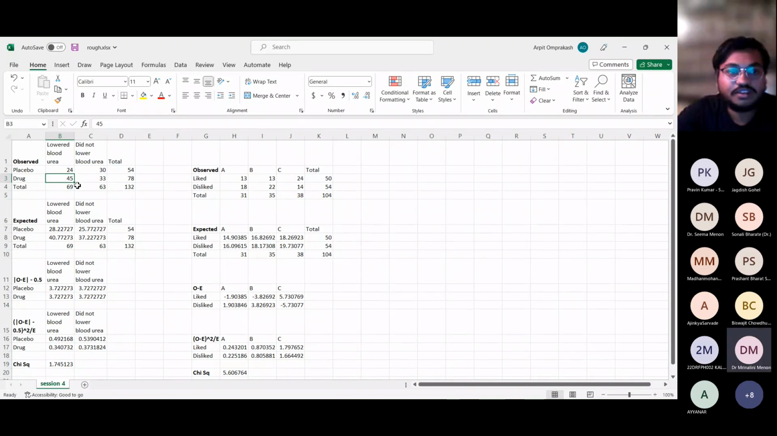Now, what is the minimum number of persons who should be included in the drug category? That's the meaning of that question, right? The category for whom the drug is successful, that lowered blood urea. Yeah, lowered blood urea, that category.